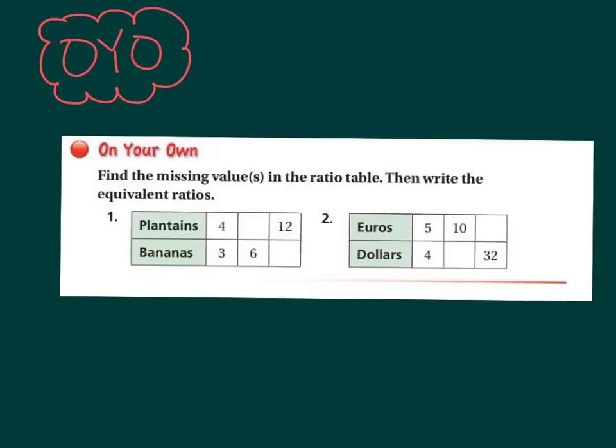As you're working through these on your own problems, make sure you draw out the two tables, and don't forget that after you fill in the missing values in your ratio table, here and here and here and here, you also remember to take that final step of writing the equivalent ratios underneath, just like we did in example 1.